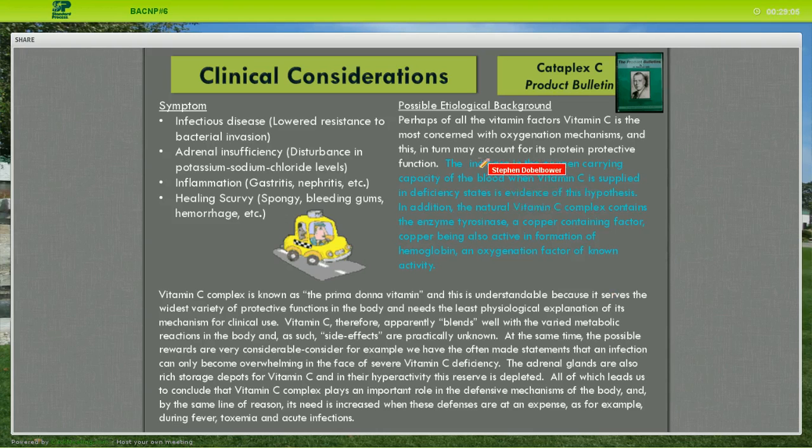So there's a lot to talk about with Cataplex C, but the primary thing that we're seeing here highlighted in the blue is the increase in oxygen carrying capacity of the blood when vitamin C is supplied in deficiency states. Evidence of this hypothesis is that, in addition to the natural C complex, it contains the enzyme tyrosinase, which is a copper-containing factor, copper being active in the formation of hemoglobin, and obviously hemoglobin being important in the carrying of oxygen. So when I think about Cataplex C, I think of that being a little taxi. That's the guy that improves the delivery of oxygen to the tissues.